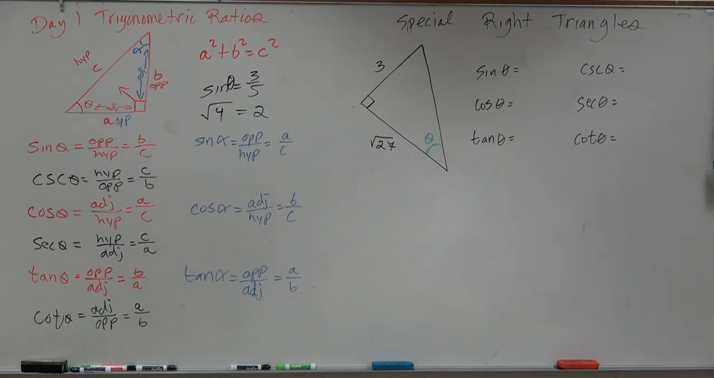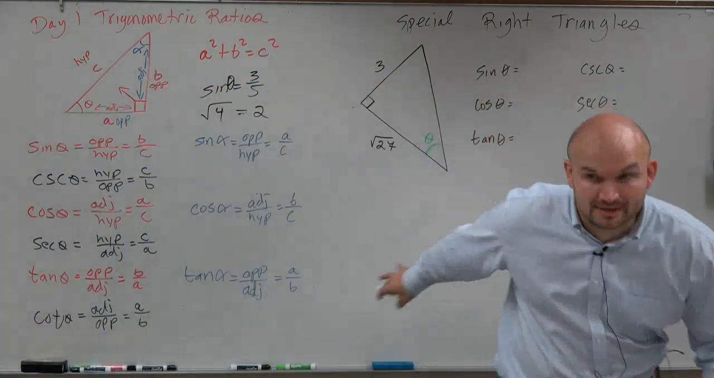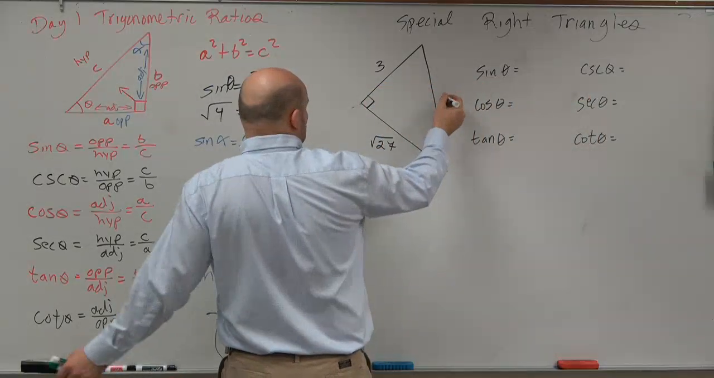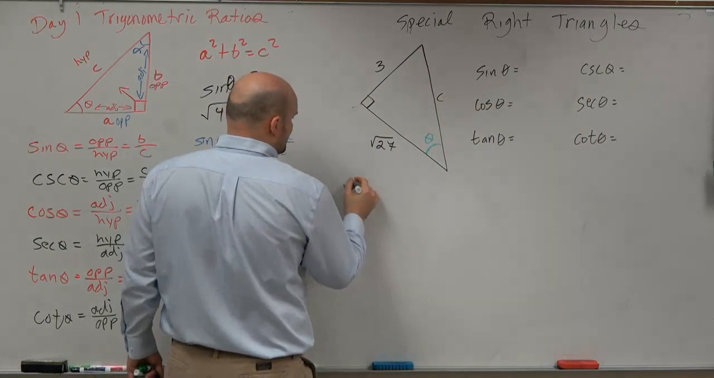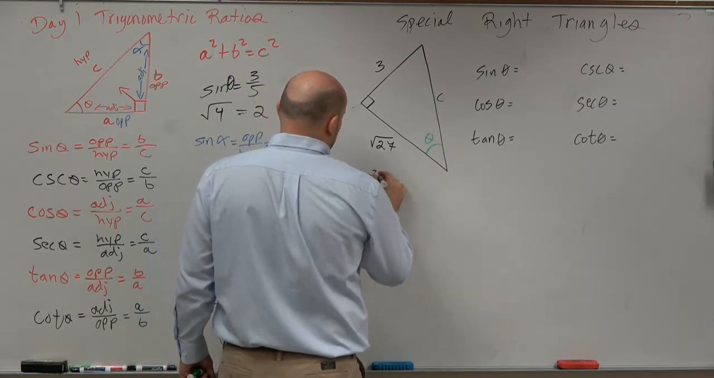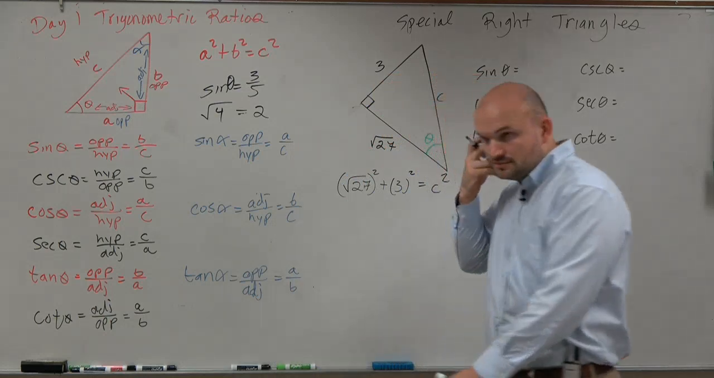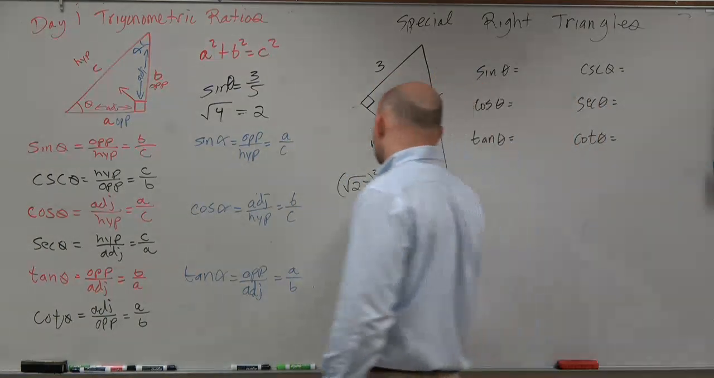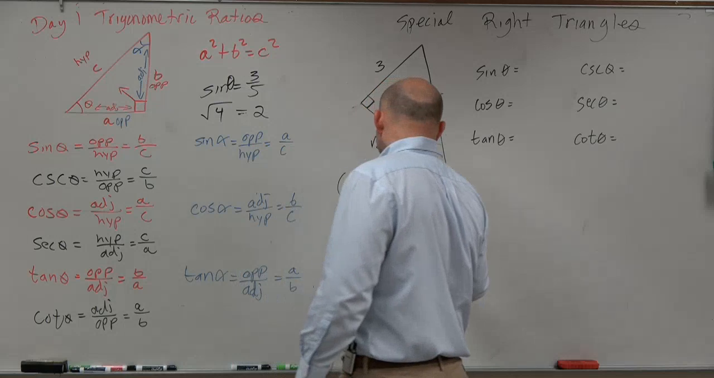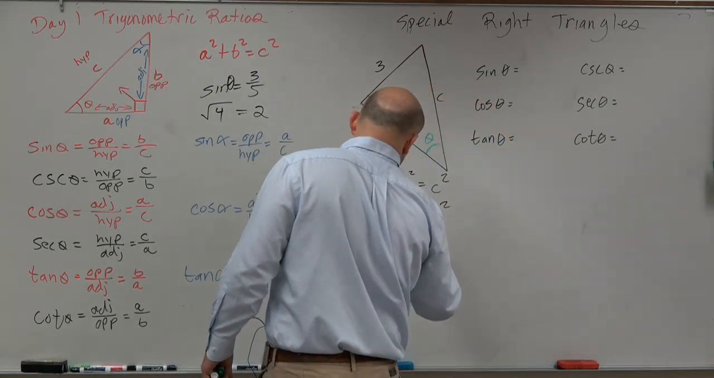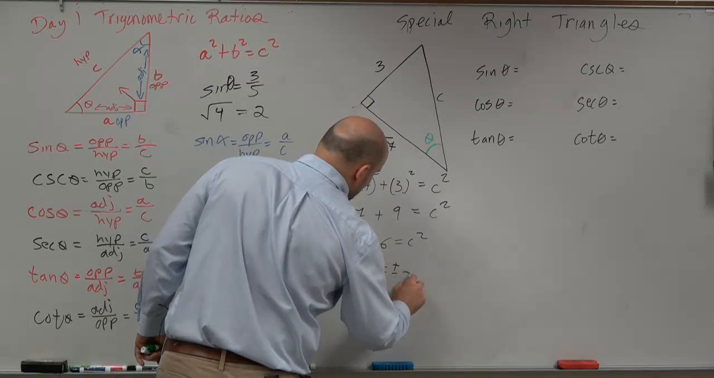So let's go through it. The main important thing, guys, is that this is not a Pythagorean triple, right? So automatically we know that we need to apply the Pythagorean theorem. We'll just call this c. We could say the square root of 27 squared plus 3 squared equals c squared. The square root of 27 squared is just 27, plus 3 squared is 9, equals c squared. 36 equals c squared. c equals plus or minus 6.